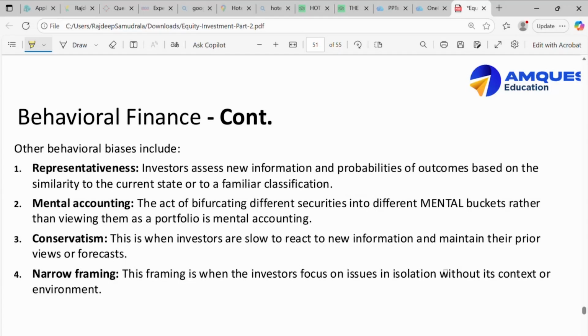Mental accounting is similar, where you're trying to bucket the securities into different mental buckets. You're trying to work it out not as a portfolio, but more as individual securities. You're breaking up into different buckets, and that's called mental accounting.